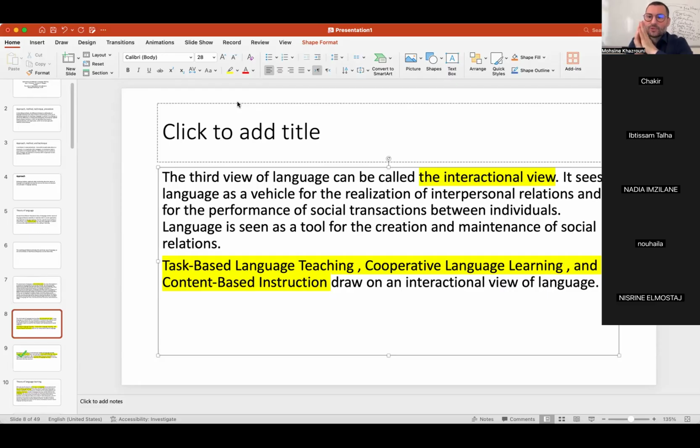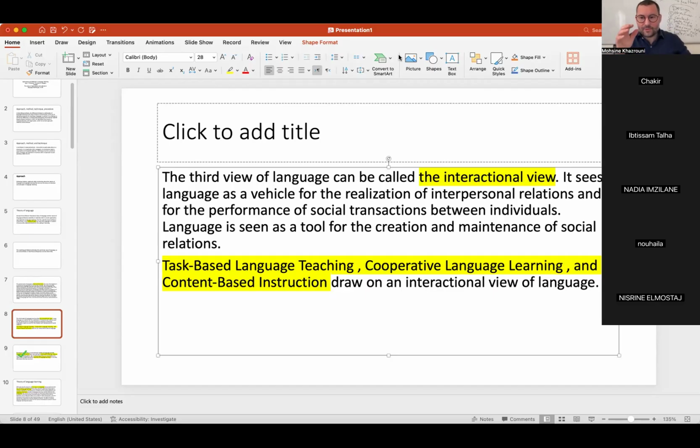You said communication. What do you mean by communication? I mean, for example, I am teaching a foreign language and I want to use this interactional view approach. I can give them a task to work together and communicate with each other. I'm going to give them a topic and they're going to discuss it together. Okay, great. Using the cooperative language learning method.